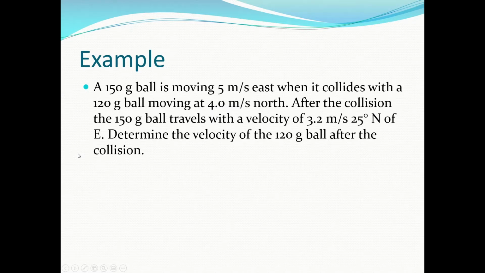So this question is a lot more difficult than the last one. So we have a 150-gram ball moving 5 meters per second east when it collides with a 120-gram ball moving 4 meters per second north. After the collision, the 150-gram ball moves there, and we want to find information about the 120-gram ball. So this is a lot more difficult because they don't stick together, and now all of a sudden we have 25 degrees north of east. That's not as easy as the last one.